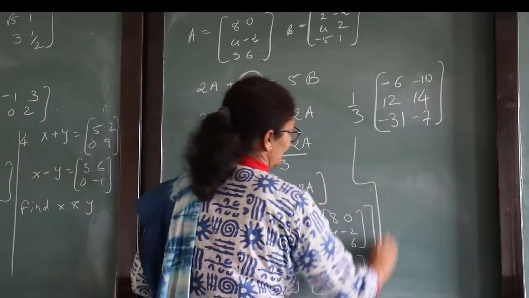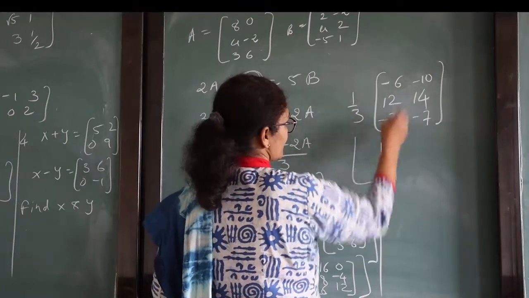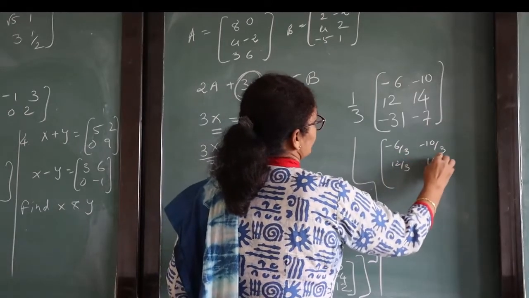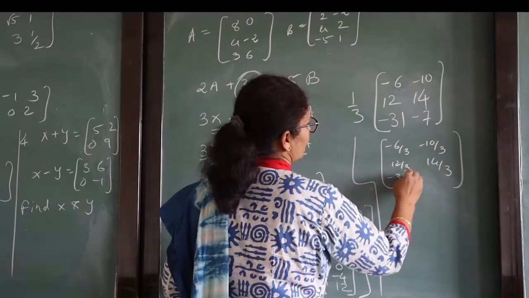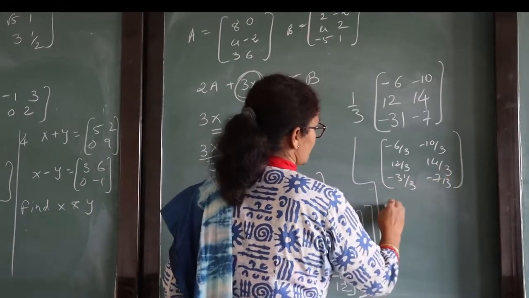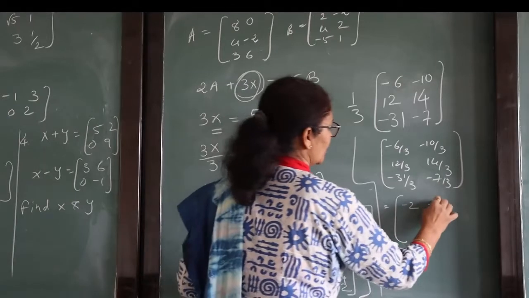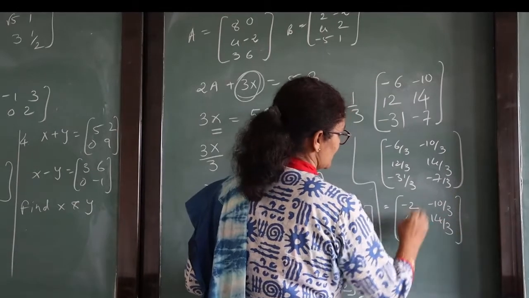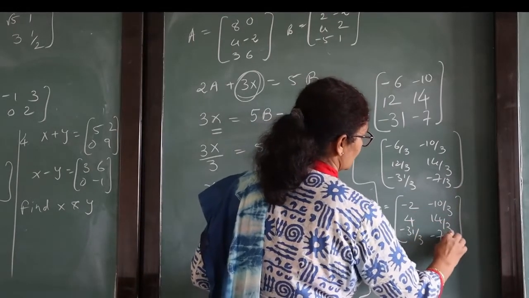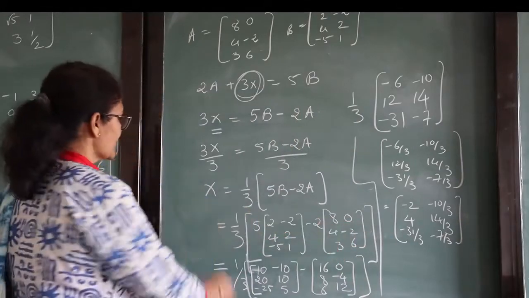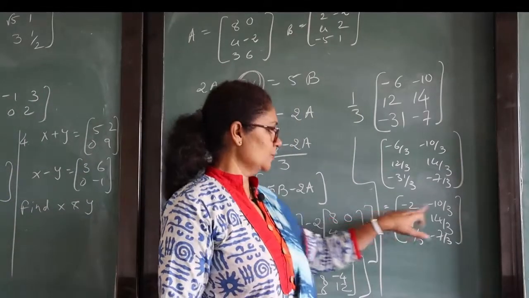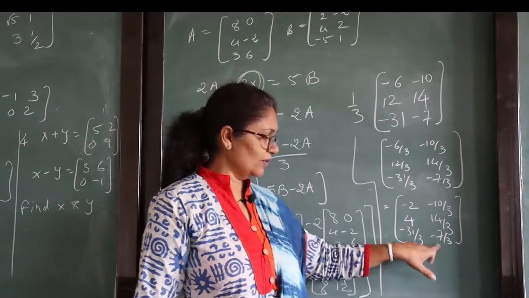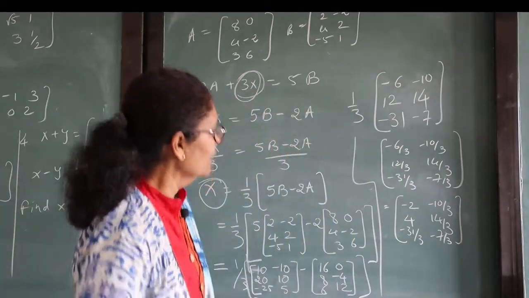Now how can we write our answer? We will just divide all the terms by 3. Whichever number is divisible, you can divide it. The remaining you can keep as it is, it doesn't matter. This one we will keep as it is, this also 31 by 3 and the last also minus 7 by 3. So now your x will be minus 2, minus 10 by 3, 14 by 3, minus 31 by 3 and minus 7 by 3.